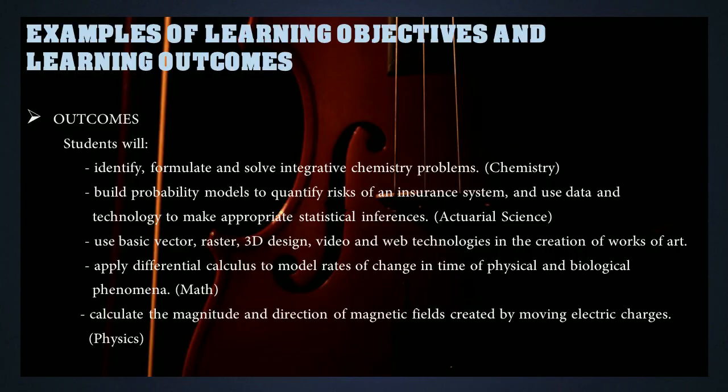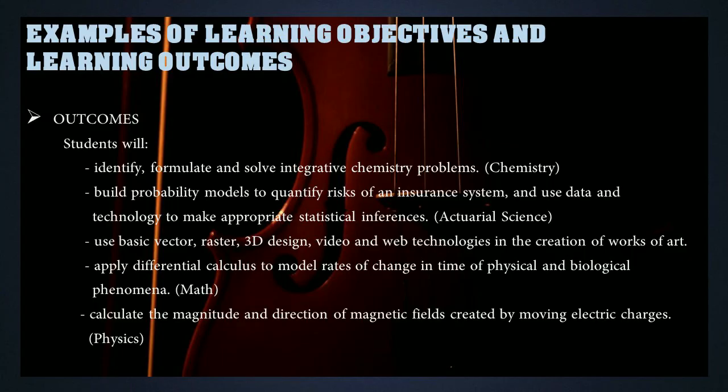Let's go now to the examples of outcomes. Students will identify, formulate, and solve integrative chemistry problems. That's the subject chemistry. The students will be able to build probability models to quantify risks of an insurance system and use data and technology to make appropriate statistical inferences.